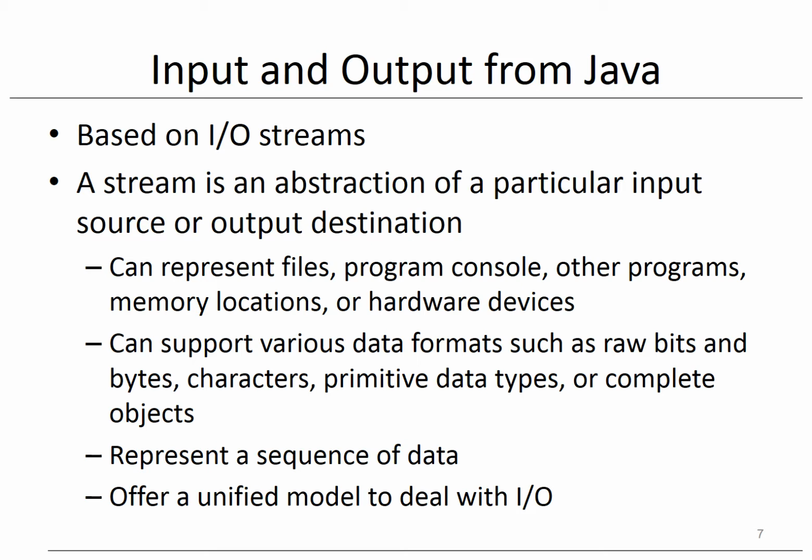Depending on the source or destination, it can support various data formats, such as raw bits and bytes, characters, primitive data types, and even complete objects. A stream basically represents a sequence of data and offers a unified model to deal with I/O. Let's provide some more detail.